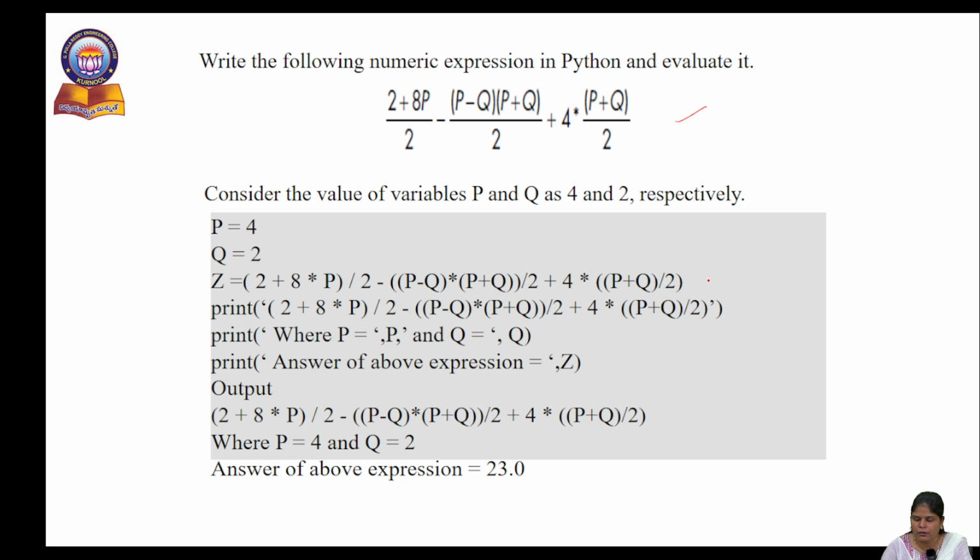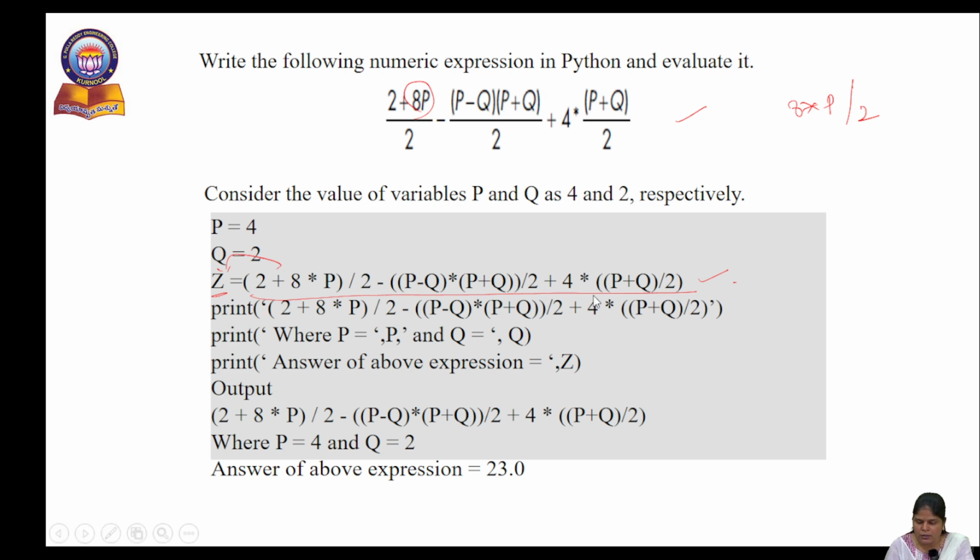This is a normal mathematical equation, and it will be converted into the normal Python equation like this. So 8p is calculated as 8 into p, and p minus q by 2 will be taken as divided by 2. This will be considered as p minus q into p plus q by 2, plus 4 into p plus q by 2. So this is an expression. Now for this expression I need to replace the p value and the q value. So that value will be stored where? In z. First this will be evaluated and then stored back here.